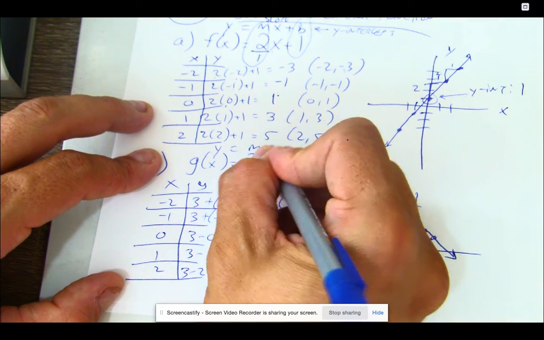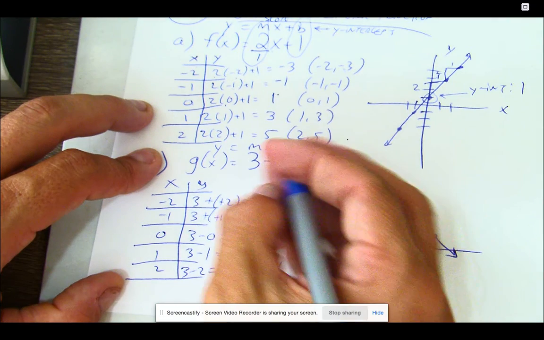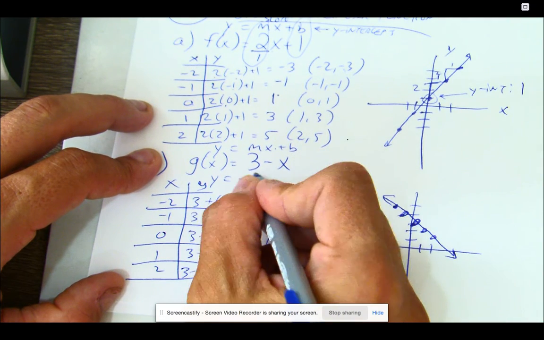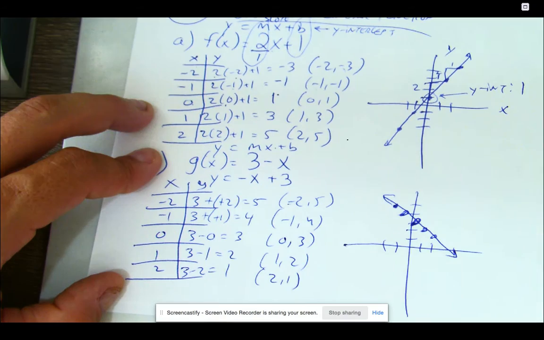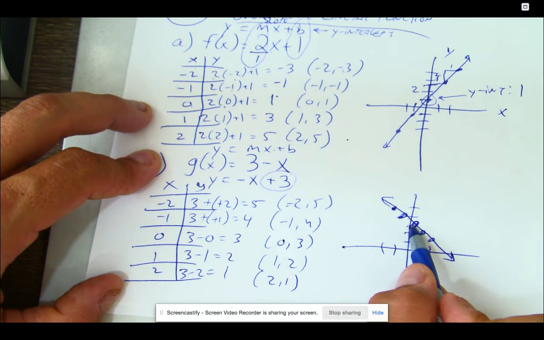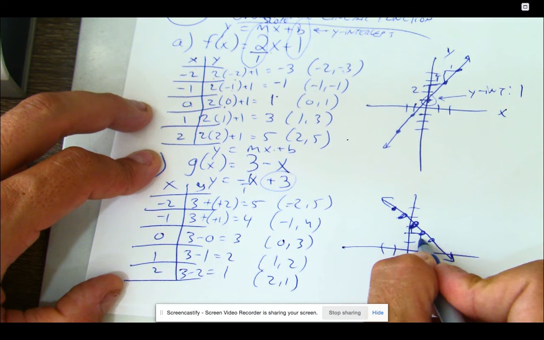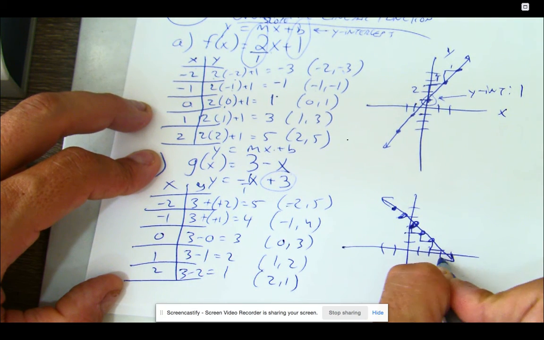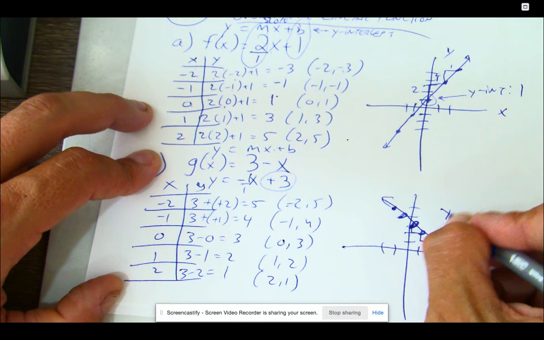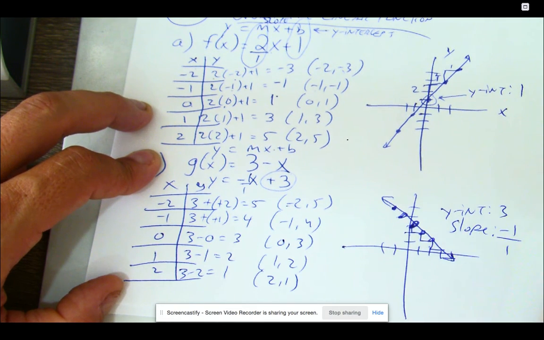Y equals mx plus b. Now, it's not really truly in y equals mx plus b form. If I were to rewrite this, why don't I put the x first and put the 3 second? This is my y-intercept, the constant number, 3. Well, look at where the graph crossed. Crossed at 3. And my slope was down 1, right 1. Down 1, right 1. It should follow this pattern forever.